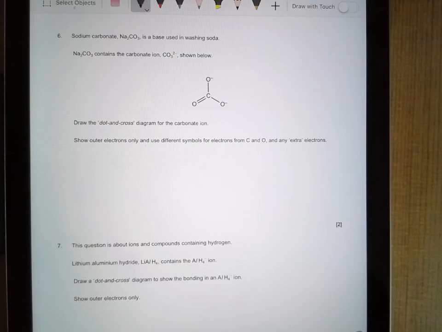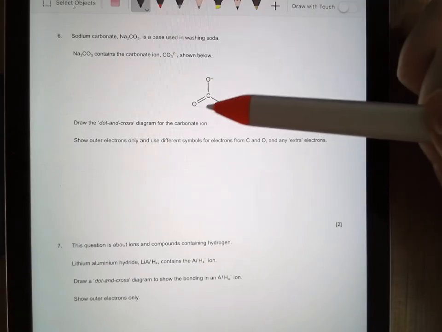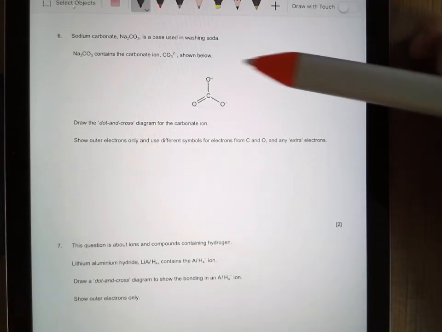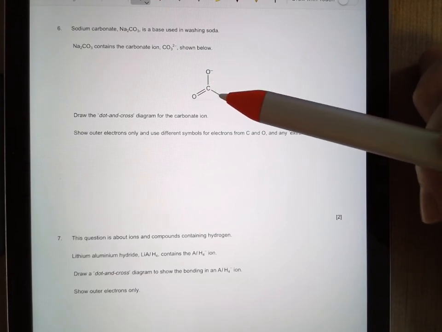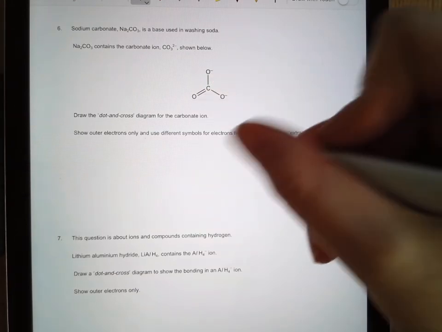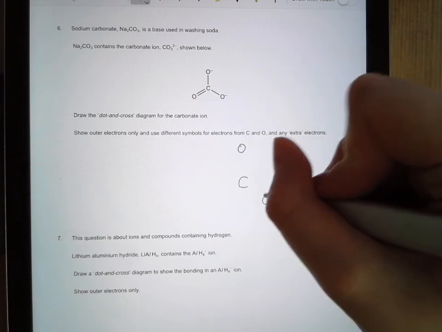The next example, you've got sodium carbonate, and they want you to draw the CO3 2-. They have drawn the displayed CO3 2- ion for you, which is a big help. You can see that carbon has formed 4 bonds, 2 single bonds with oxygen, and a double bond with oxygen. So I'm going to start by drawing that. I'm going to draw my carbon. I'm going to draw my oxygens.